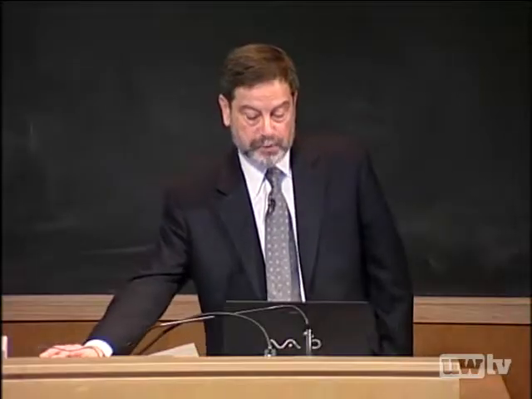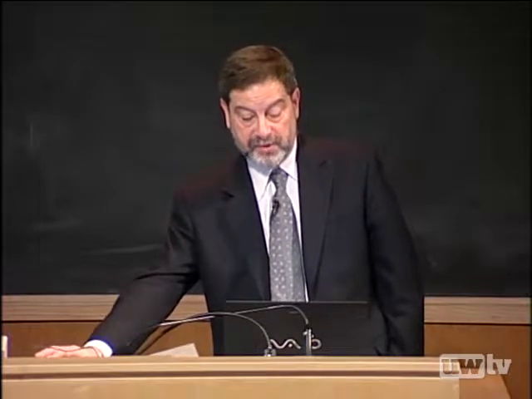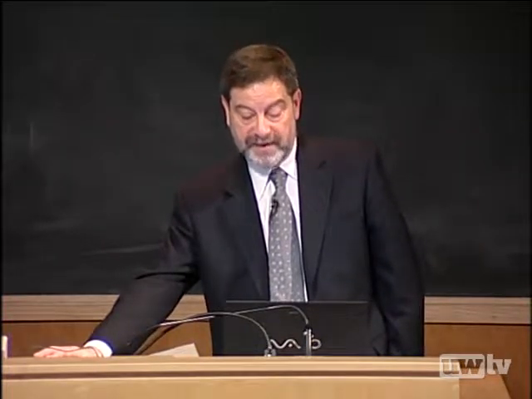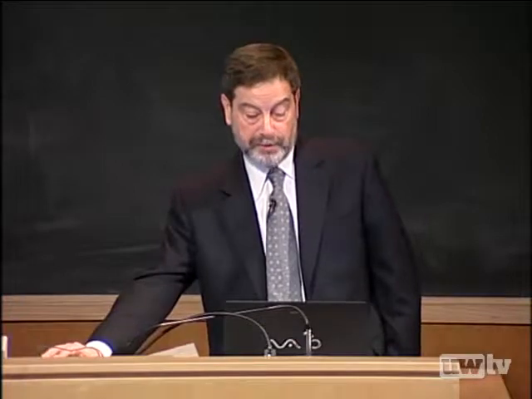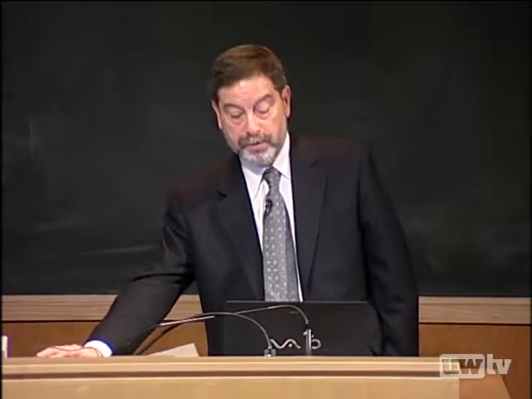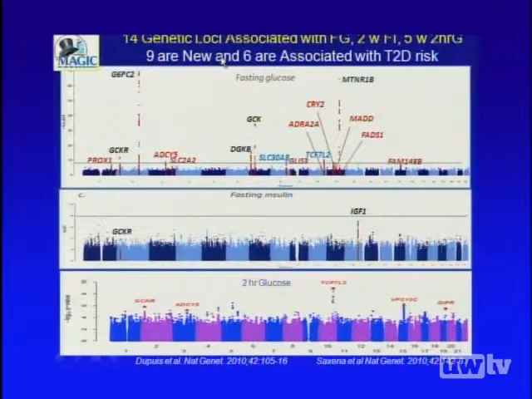When they published them, these were 14 genetic loci associated with fasting glucose, 2 with fasting insulin, 5 with 2-hour glucose. 9 of them were new, and 6 of these loci of the 14 were also associated with type 2 diabetes.